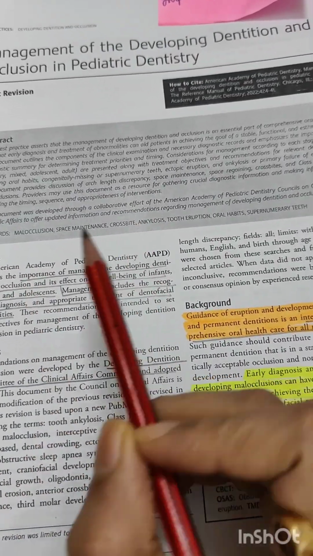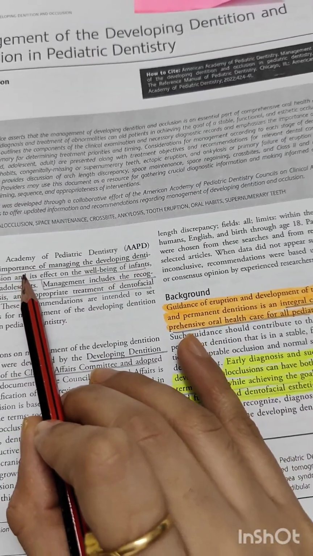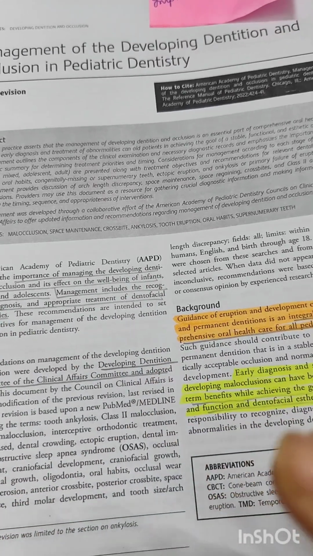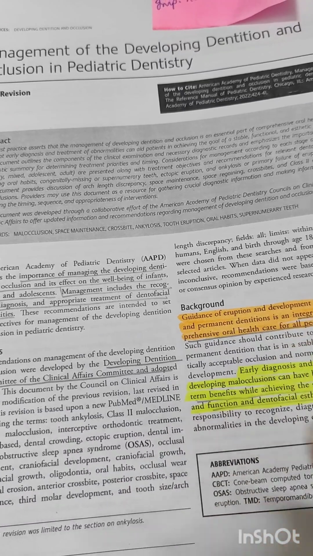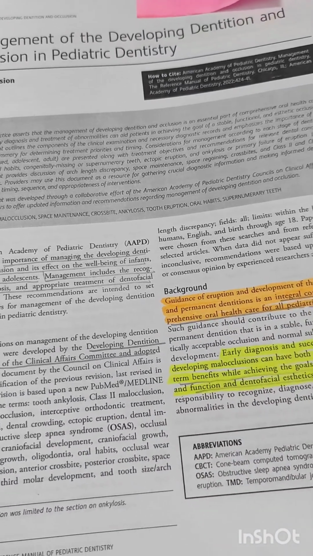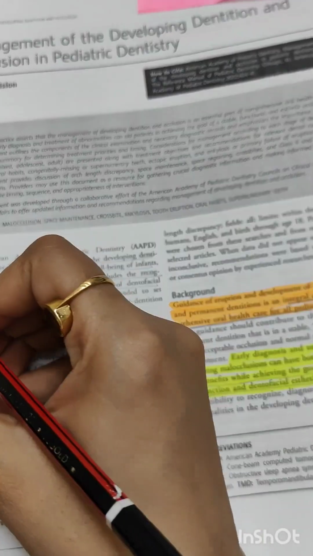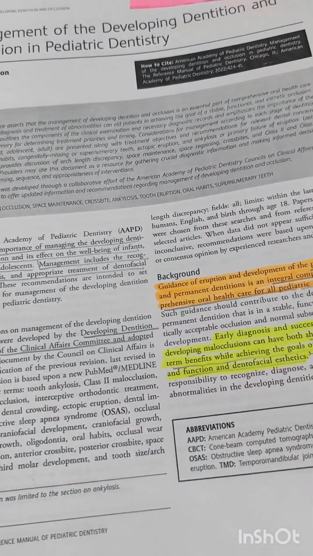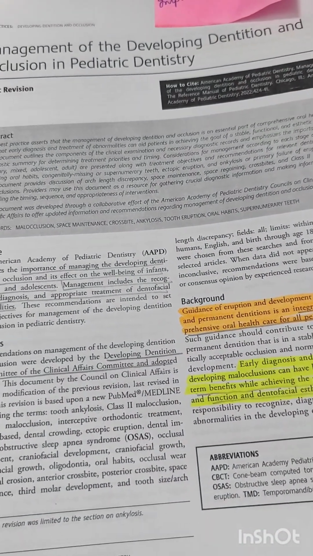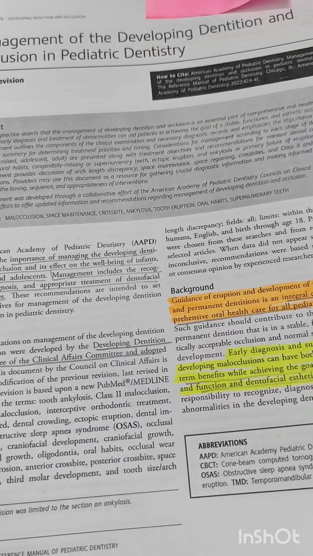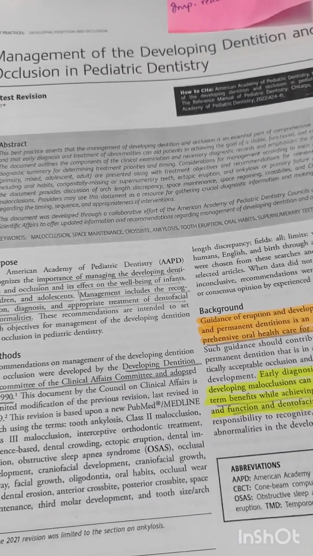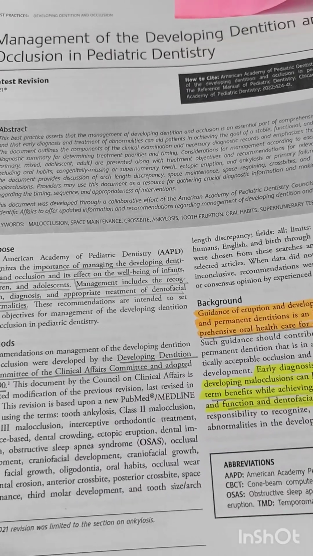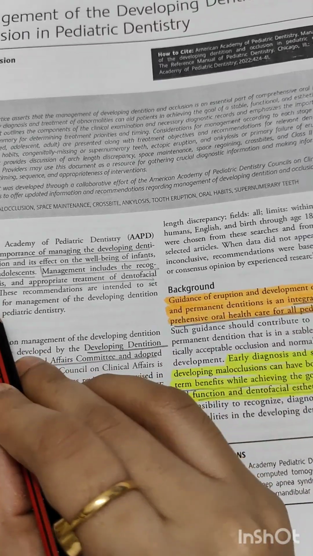So, introduction. Managing the developing dentition and occlusion is very important as it affects the well-being of the infant, children and adolescent. Like this you can write the introduction: developing dentition and occlusion is very crucial for the overall well-being of infant, children and adolescent. Management includes recognition, diagnosis and appropriate treatment of dentofacial abnormalities.